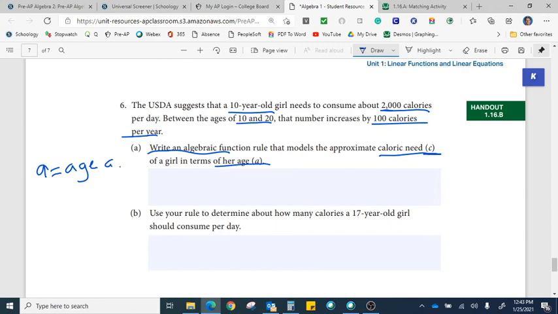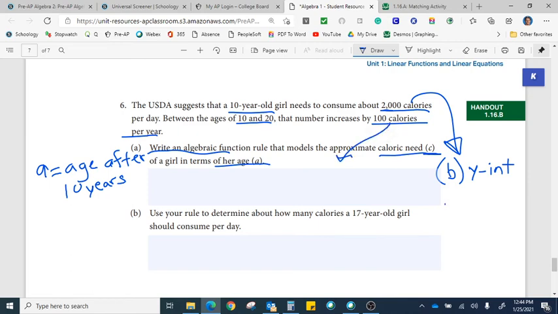We're going to say after 10 years old. Okay? So age after 10 years. At 10 years, okay, at 10 years it's 2,000 calories. So this right here, we could say that 2,000 calories is a constant, and we're going to say that that is our B value. That's the y-intercept. Okay. All right. And our rate of change, our M, this right here is going to be M. That's our rate of change. Slope.